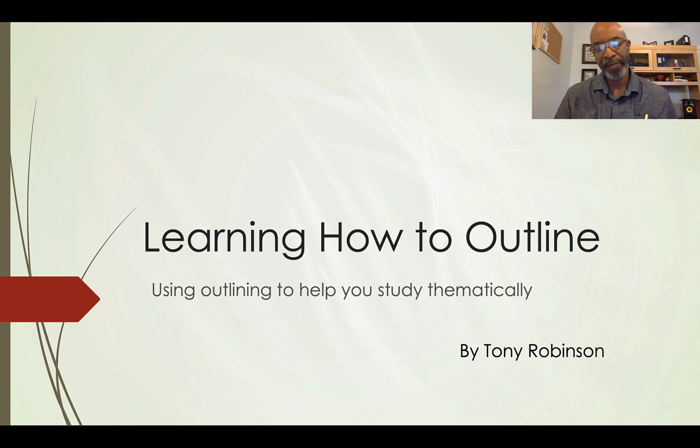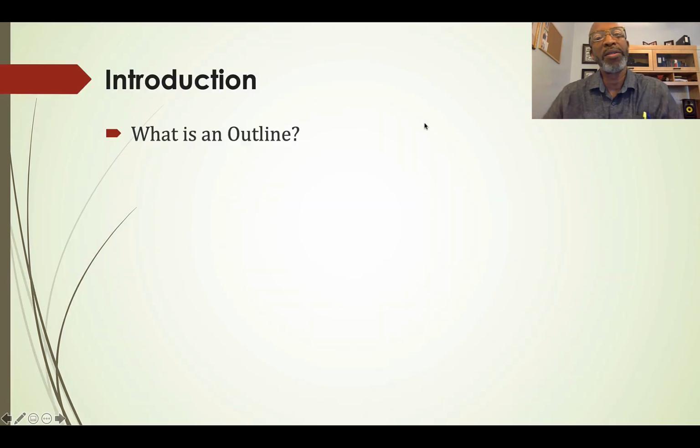Let's start with prayer. Father, in the mighty name of Yeshua, we just thank you for your goodness, your kindness, your love, and your mercy. We ask that you would open our eyes that we may behold wondrous things from your Torah. In Yeshua's name, amen. Okay, so the first thing I'm going to talk about is what is an outline.